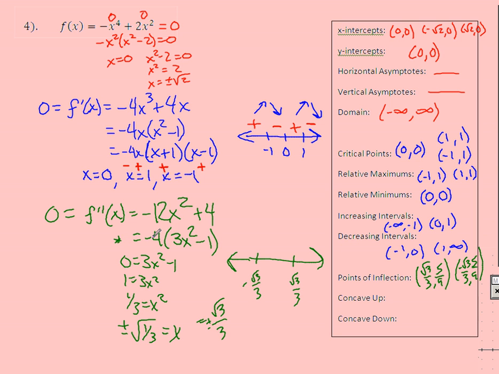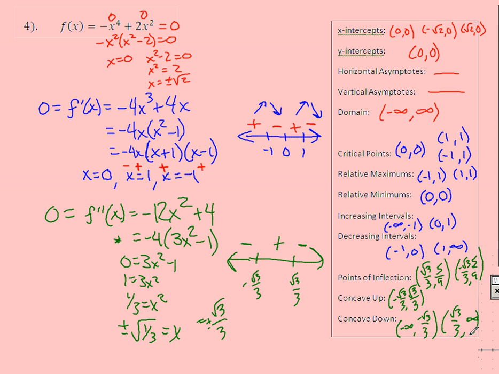If I plug in 0, I'll have negative times negative gives me a positive. This number is something bigger than 1. So if I plug in 1 here, or negative 1 I should say, I should get a positive number times a negative, so negative there, same out over here. If I plug in 1, 3 minus 1 is 2, times a negative gives me a negative. Concave up is from negative root 3 over 3 to positive root 3 over 3, and concave down on the other region. So negative infinity to the negative root 3 over 3, and then again from root 3 over 3 all the way to infinity.